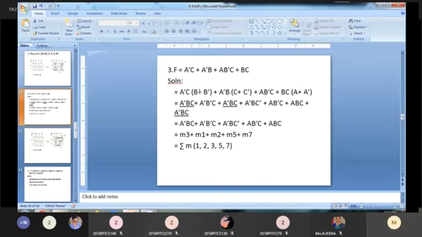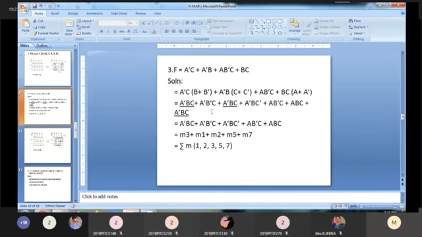Now you have to multiply B and B bar. So A bar C into B plus A bar B bar C plus A bar B into C plus A bar B C bar. Here A bar B bar C. A B bar C. Here B C A. So A B C, A bar B C.